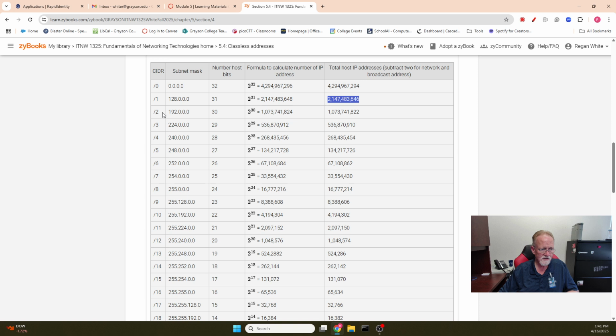If you have /2, that's going to be 192.0.0.0. That's going to be the subnet mask. When you convert that to binary, you're going to find 30 host bits and 2 network bits.